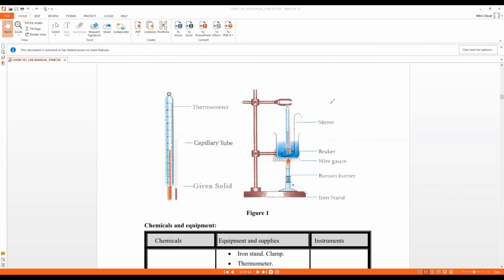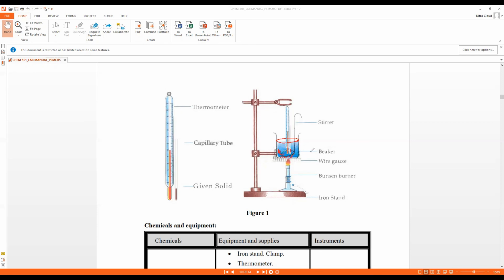Okay, friends, how to perform our experiment? Here is the apparatus shown, and just watch the video. We heat this beaker containing water and also containing our sample along with this thermometer. So what happens when we heat it? Here is a stirrer. We shall stir this water periodically. What will happen when its temperature rises? This solid will change to liquid.